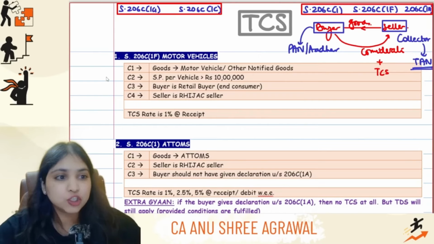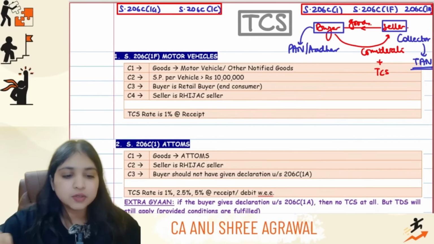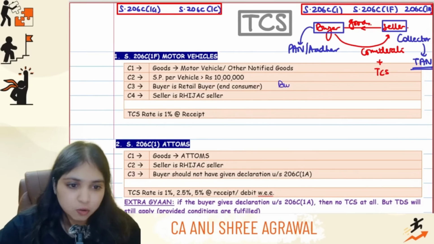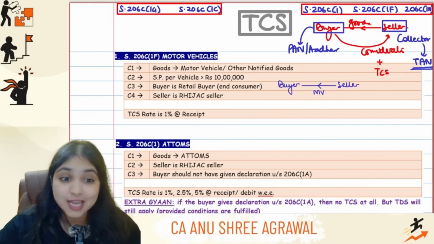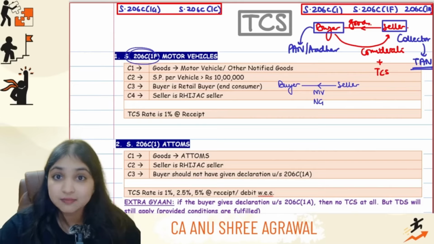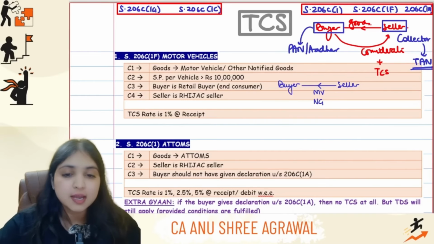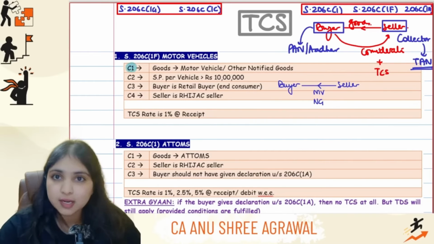Let's talk about section 206C1F first. So here what happens guys, we have the buyer on one side, we have the seller on the other side. The seller has sold to the buyer a motor vehicle. Please notice I am not using the word motor car. I am using the word motor vehicle. Motor vehicle or any other notified goods seller has sold to the buyer. Then in that case, section 206C1F will apply. But there are 4 conditions. Condition number 1, what are the goods we're talking about? The goods have to be motor vehicle or any other goods.